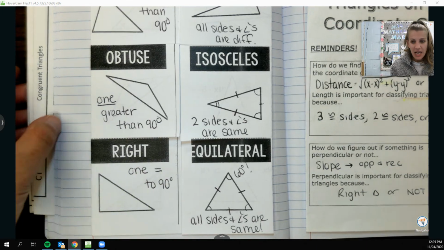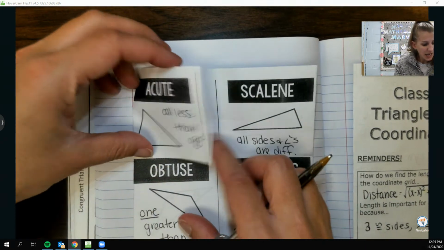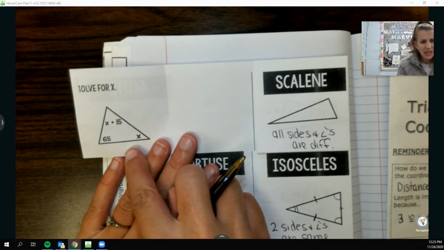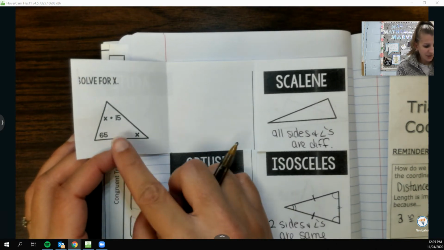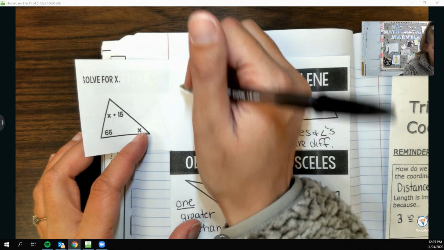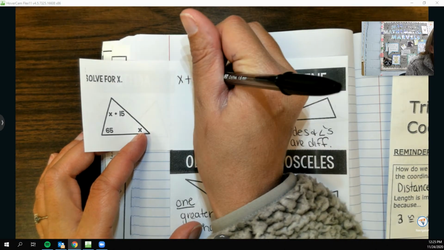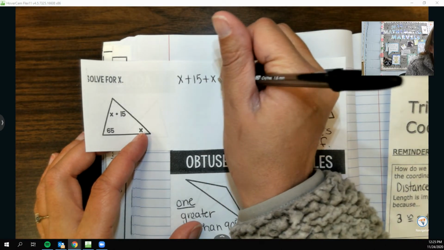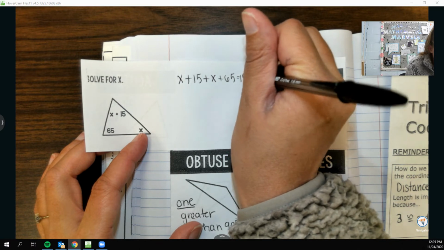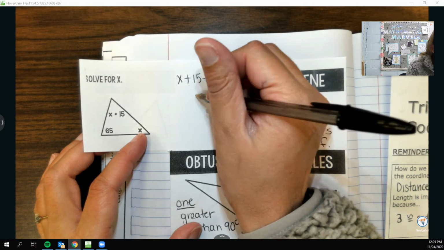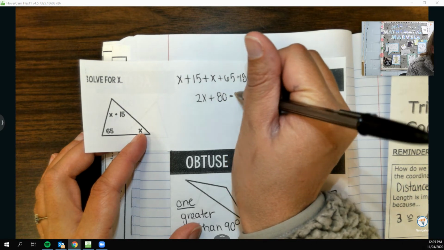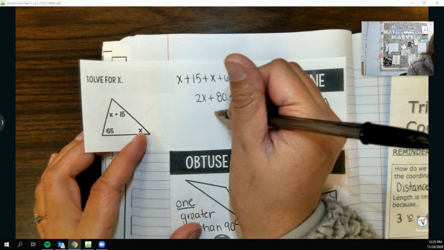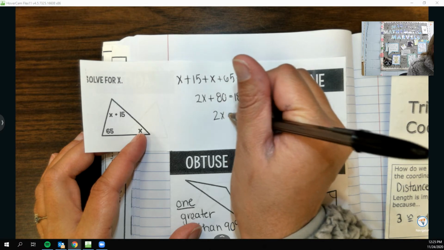Love it. So that helps us to do some algebra. So if we take a look here, with this one, if I'm going to solve for x, I don't know. But I can always add up to equal 180. So we do x plus 15 plus x plus 65 equals 180. Combine my like terms. Subtract the 80 both sides.